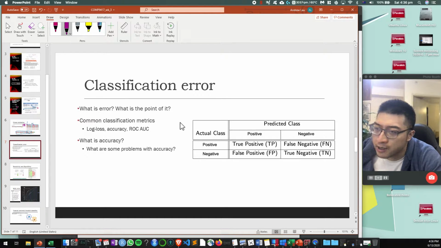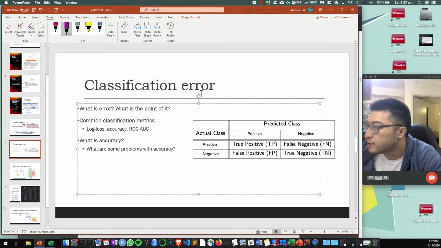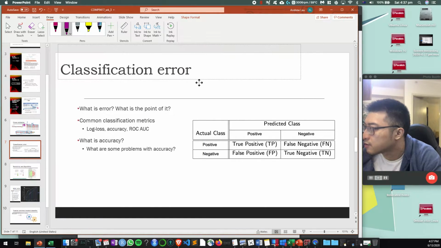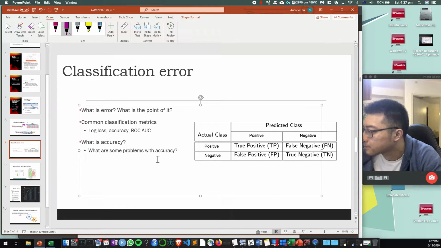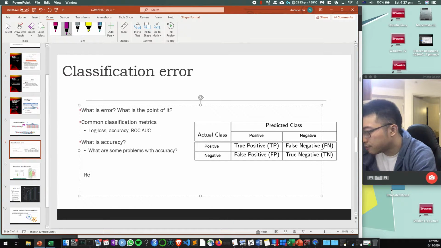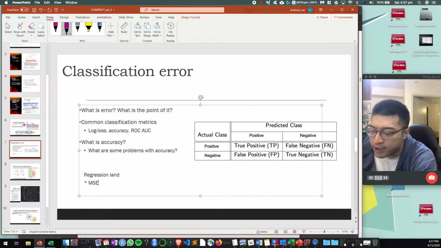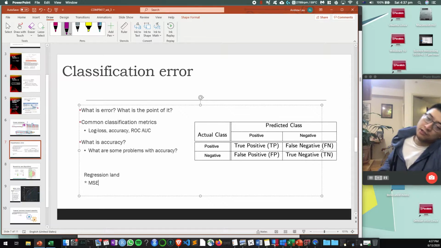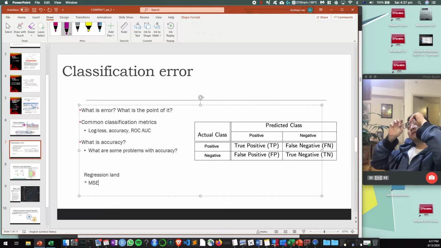What is error? In root mean square land, it was fairly straightforward. In regression land, you'd use something like root mean square error. That was a common one we had, and that was effectively just, you subtract off the differences between your actual and your predicted, you square it all, and then you take the average.